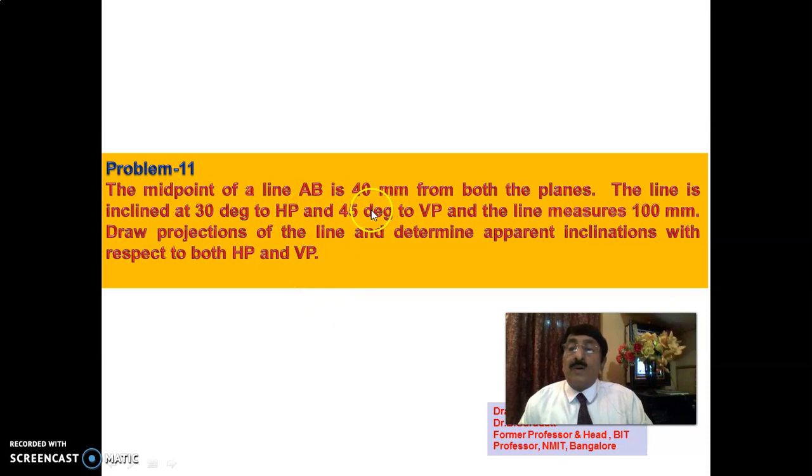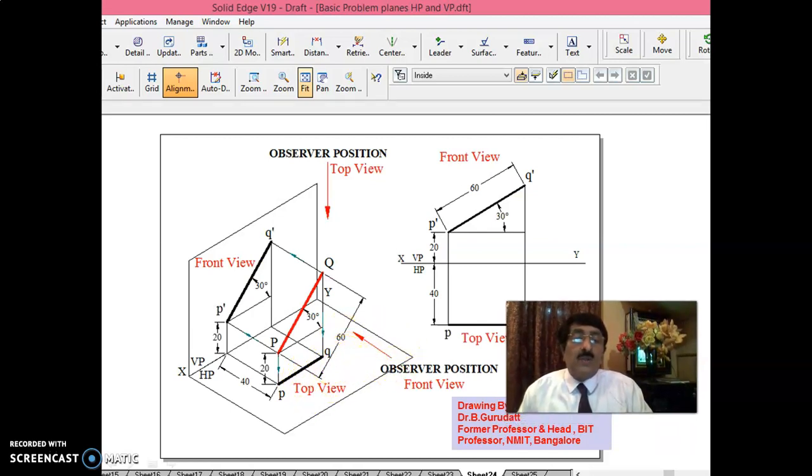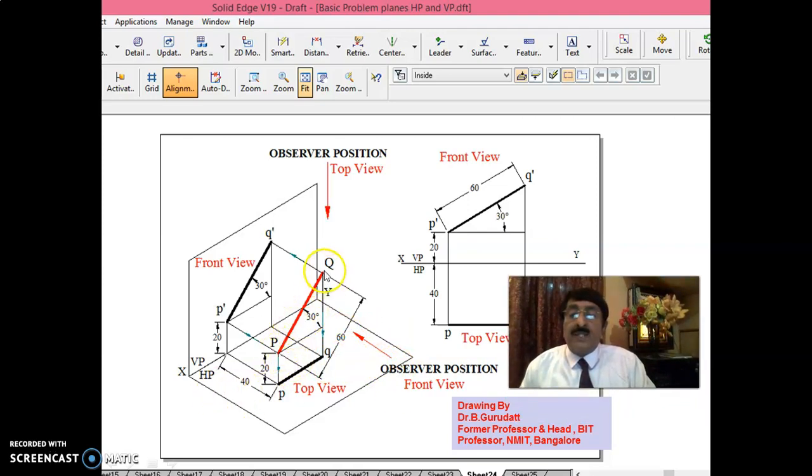The midpoint of a line. So far, we are doing problems with one end fixed, the other end moving. For the line AB, end A is a fixed point and end B is a moving point. But here, the midpoint of a line means the midpoint is fixed, so that both A and B are moving points. The line is inclined at 30 degrees to HP, 45 degrees to VP, and the line measures 100 mm and so on. I'm just giving you a clue how exactly we are doing it till now. Here, the line is PQ.